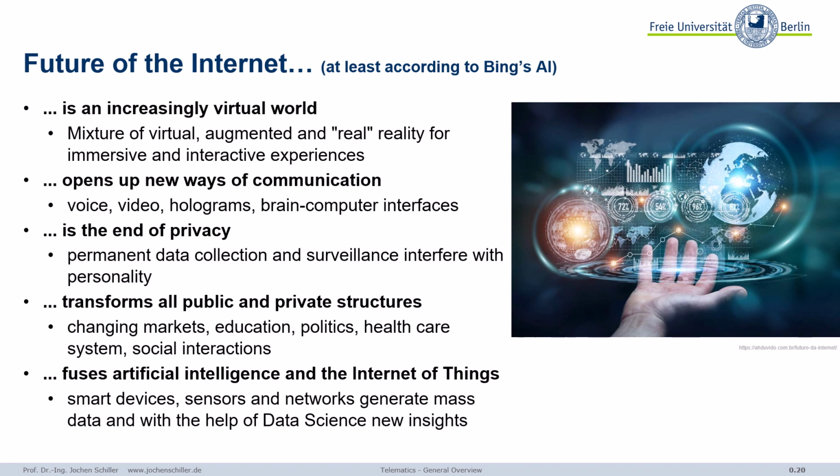Then we will see more and more fusing of artificial intelligence and IoT, the Internet of Things, so smart devices, sensors, generating massive amounts of data. And together with data science, we'll get new insights. What's happening in healthcare, in social structures, to society, etc. For good or bad, we'll discuss this also during this lecture. And then the AI of Bing also told me, okay, the Internet of the future will respect human rights, diversity, democracy. I have my serious doubts about this. We can discuss this also during the course.